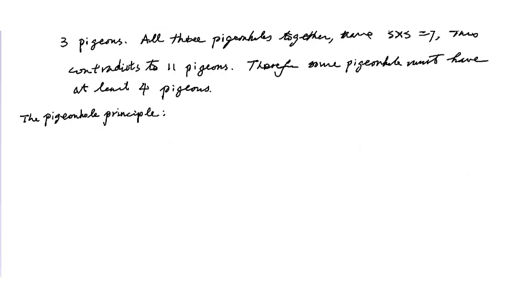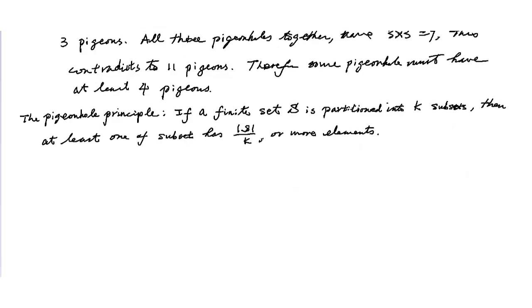The pigeonhole principle: if a finite set S is partitioned into K subsets, then at least one of the subsets has cardinality of S divided by K or more elements. Remember, this is the notation of cardinality, and that stands for the number of elements in S.